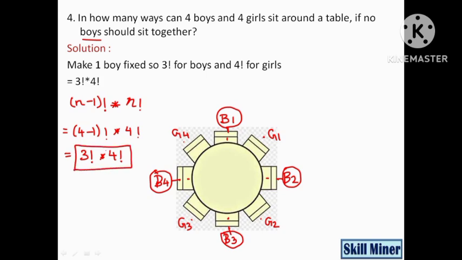In an elaborate way, it can be said as 3 into 2 into 1 into 4 into 3 into 2 into 1, which is equal to 3 2s are 6, 6 4s are 24, 24 into 6, 6 4s are 24, 6 2s 144. In 144 ways, we can change the seating arrangement. Okay.